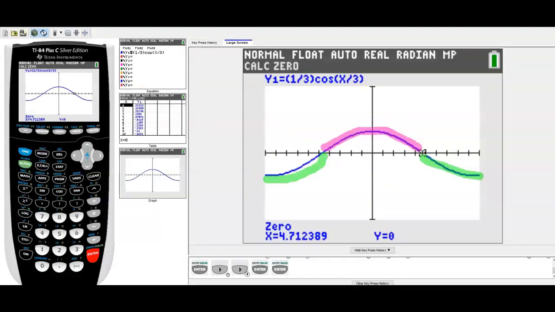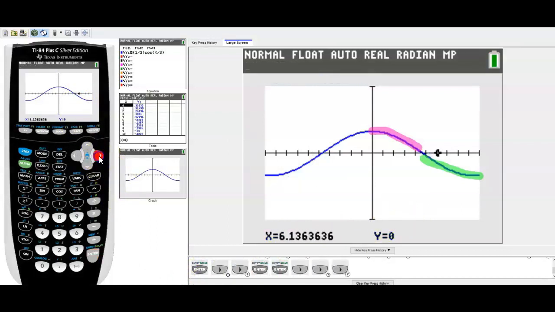All right, we're only going from 0 to 2 pi. So I do not care about anything to the left of 0. And then 2 pi is 2 times 3.14, which is 6.28. We could probably scroll and see if we can find where 6.28 is. Right about there. So the graph is going to stop right here. That's all we really care about at that point.